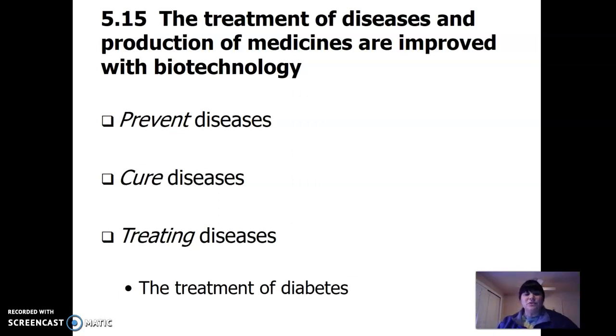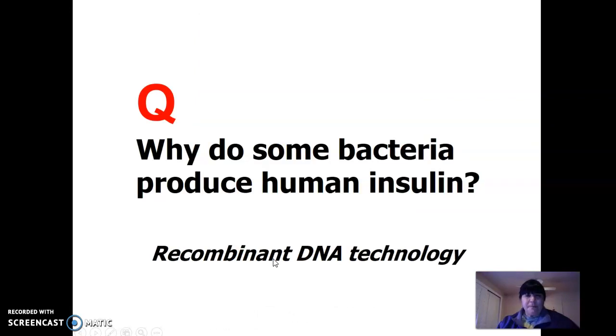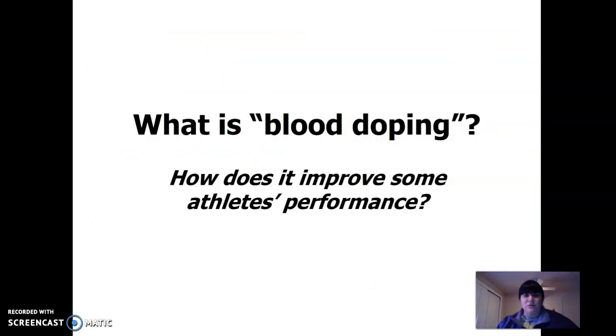We can prevent, cure, treat. Curing diseases is really difficult. We try, okay? More like the treating, right? The treatment of diabetes. So here, this person's injecting themselves with insulin. Again, this insulin is human. It's human insulin, but made by bacteria from the bioengineering. Yes, recombinant DNA. How about human growth hormone or erythropoietin? Yes, we can make bacteria that do this.